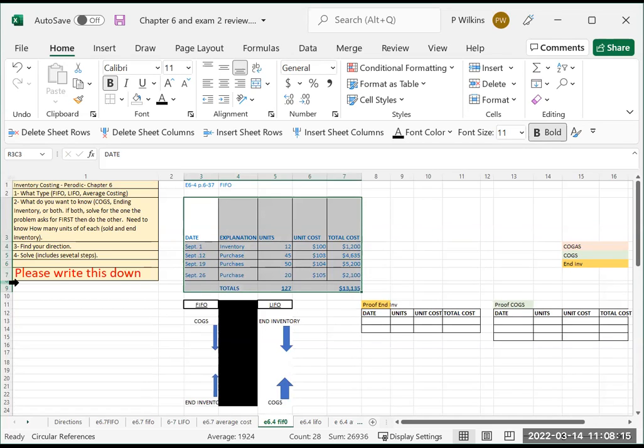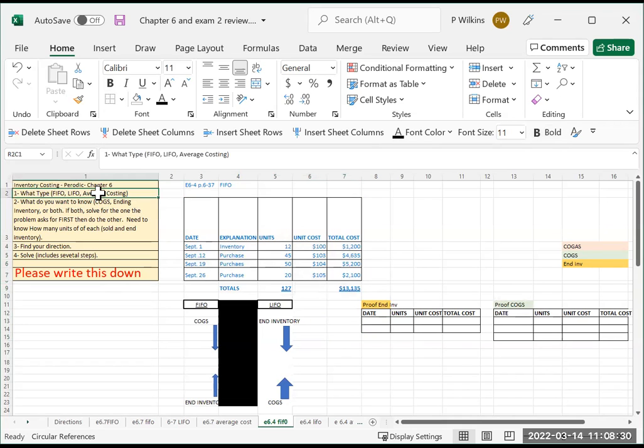Instructions: compute the ending inventory at September 30th and cost of goods sold using FIFO, LIFO, and average cost methods. For average cost, round to 3 decimal places. Okay, I asked you to do FIFO and cost of goods sold. So FIFO and cost of goods sold, we're going to do that first. So first we go through the questions. What is the type? The type is FIFO. So that tells us that on our little chart here, we're only going to be working on this left side, the FIFO side, to get our direction.